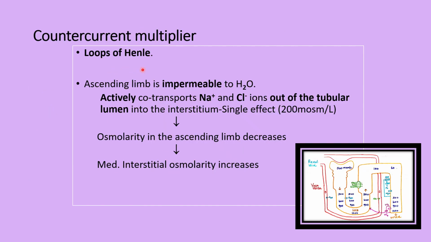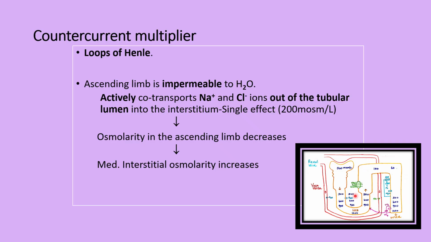The loop of Henle acts as the countercurrent multiplier. The ascending limb of the loop of Henle is impermeable to water. The ascending limb contains a sodium potassium chloride co-transporter. It transports sodium chloride into the medullary interstitium. This is called the single effect. It occurs repeatedly when the filtrate reaches the ascending limb. The osmolarity in the ascending limb further decreases due to the reabsorption of sodium chloride in the distal tubule.